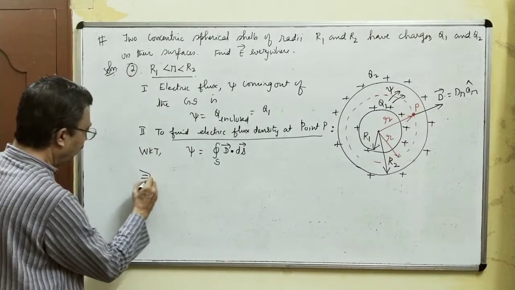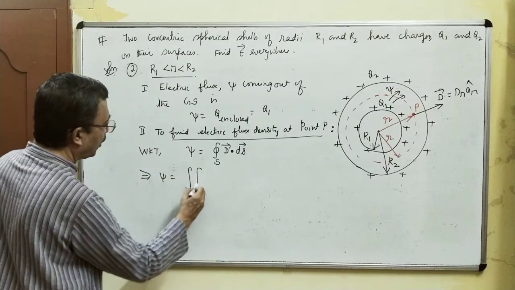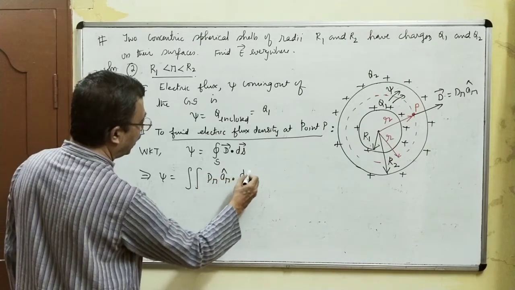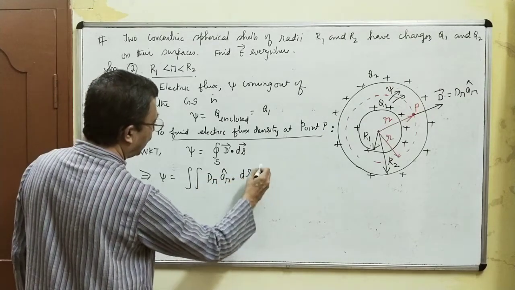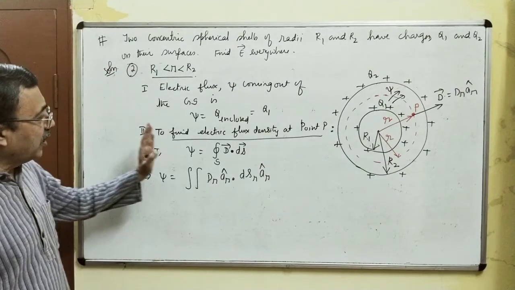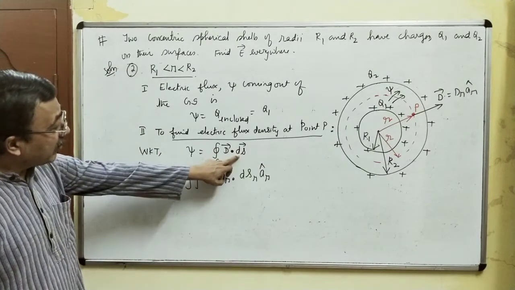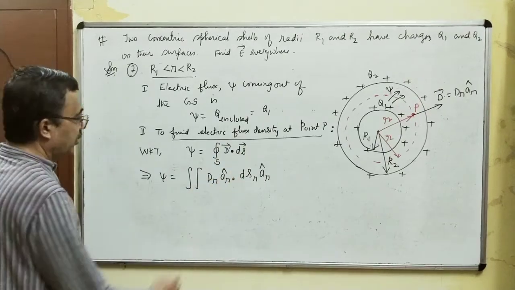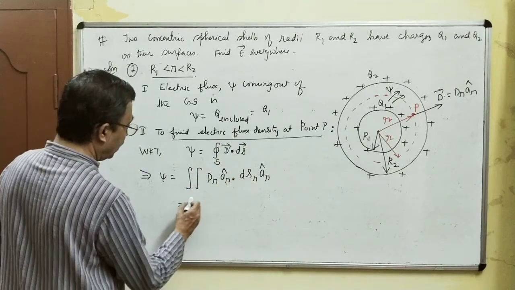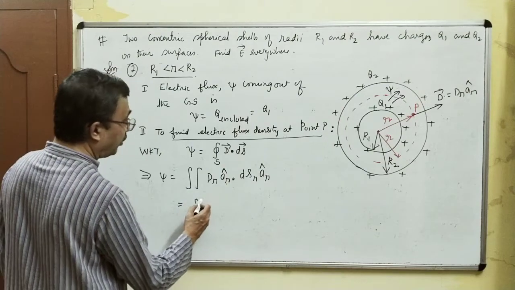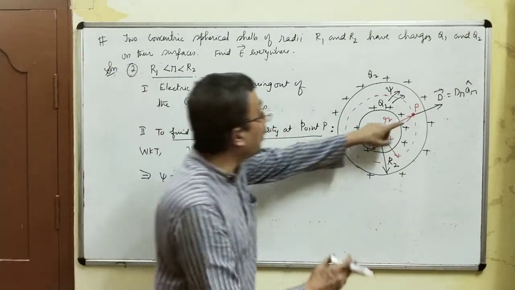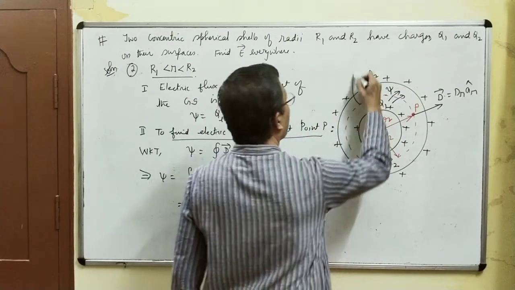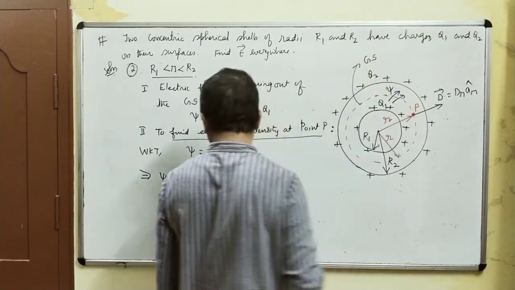So this implies psi is equal to the double integral of vector D, which is Dr into ar cap. What is vector dS? dSr into ar cap. Whatever unit vector D has, the same unit vector dS must have, so that the dot product is not 0. ar cap dot ar cap is 1. Dr is taken outside because it has the same constant value at all points on the Gaussian surface. The red one represents the Gaussian surface.